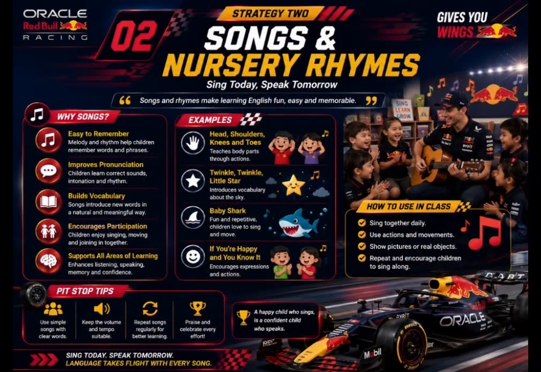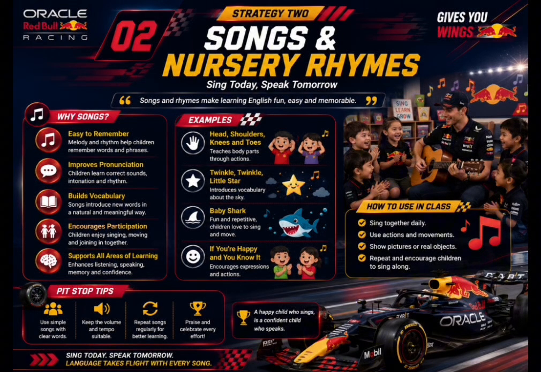Okay, so next I will explain our second strategy, which is songs and nursery rhymes. Songs and nursery rhymes are effective strategies for teaching English, especially in bilingual and multilingual classrooms. Young children naturally enjoy music, rhythm, and movement, making songs a fun and meaningful way to learn language. As shown in the slide, the main idea of this strategy is "sing today, speak tomorrow." This means that through regular exposure to English songs, children gradually improve their confidence, pronunciation, and ability to communicate.